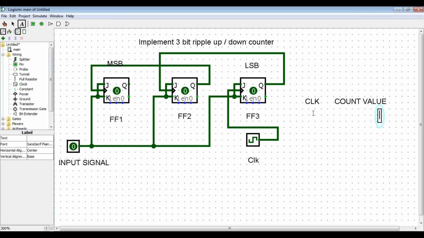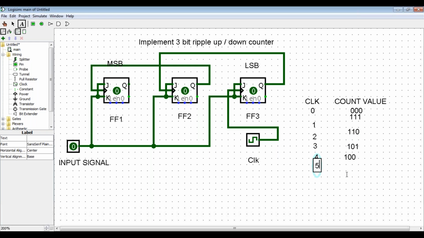Okay, if you take the count value, so if you are giving 0 clock, that means there is no clock, your output will be 0 0 0. If you are giving first clock, what will be the output? You will get 1 1 1. Suppose if you are giving your second clock, what you will get? You will get 1 1 0. If you are giving third clock, what you will get? 1 0 1. If you are giving fourth clock pulse, you will get 1 0 0.